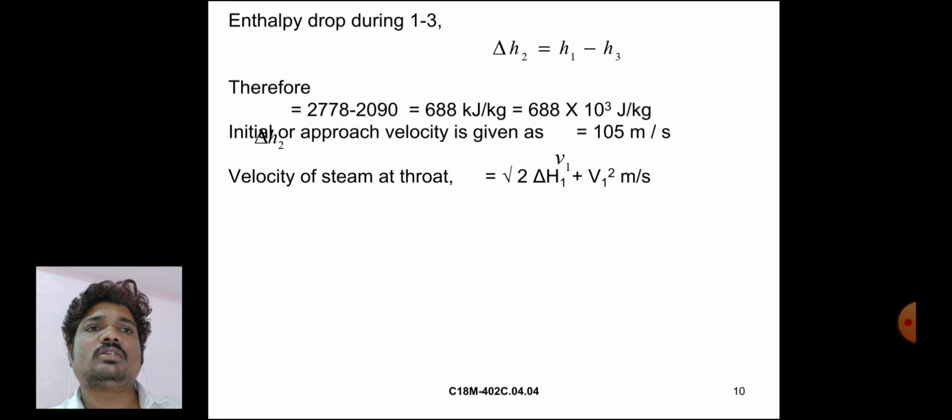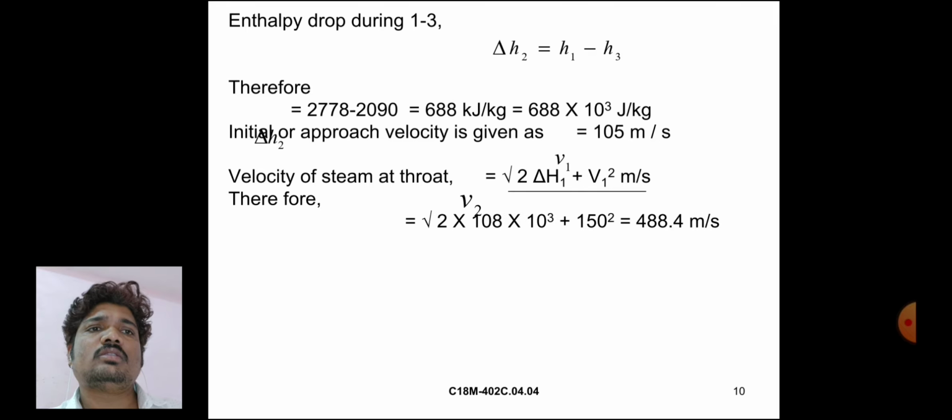Velocity of steam at throat: V2 is equal to under root 2 delta H1 plus V1 square meter per second. Therefore V2 is equal to under root 2 into 108 into 10 power 3 plus 105 whole square, which is 488.4 meter per second. This is the velocity of steam at throat portion.